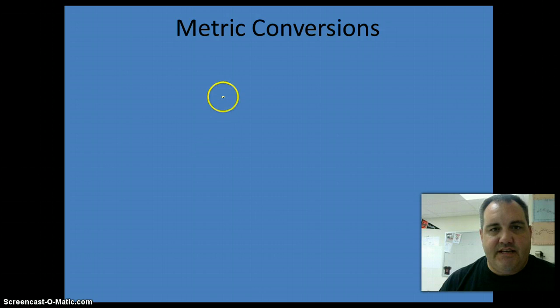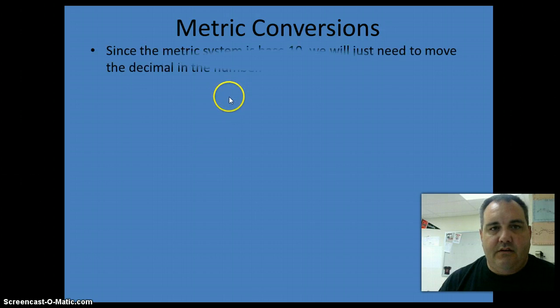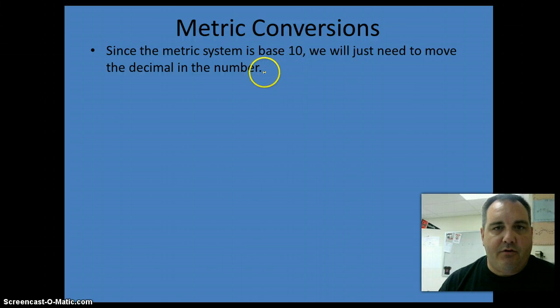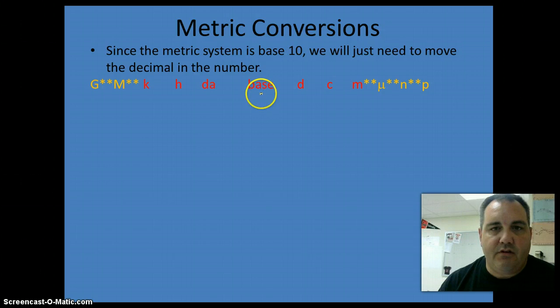Alright, metric conversions then. Again, since we're base 10, we're just going to move the decimal the proper direction. So if we write out the metric system again, here's your base unit, so this is grams, liters, meters. Okay, you have deci, centi, milli, deca, hecto, and kilo. Alright?